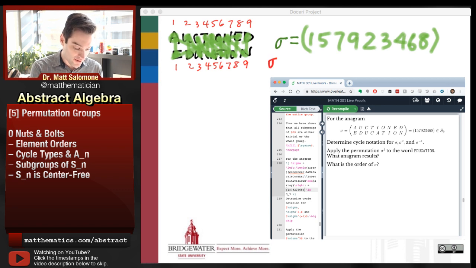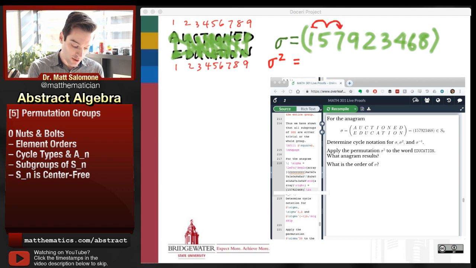If I want to find sigma squared, I need to find a permutation that is the result of this sigma happening twice. Every time the cycle happens once, each one of these positions is taking one step to its right. So sigma squared would be the result of taking 2 steps to the right.